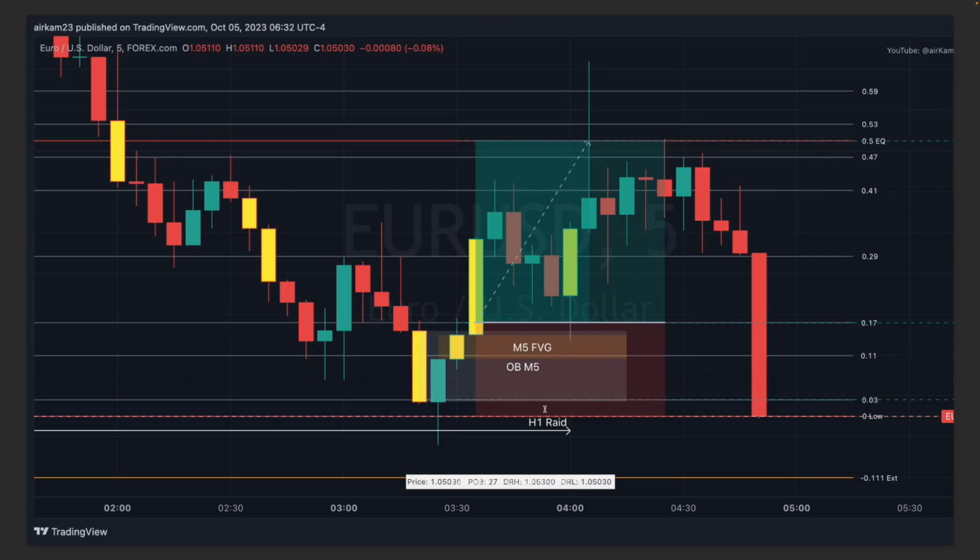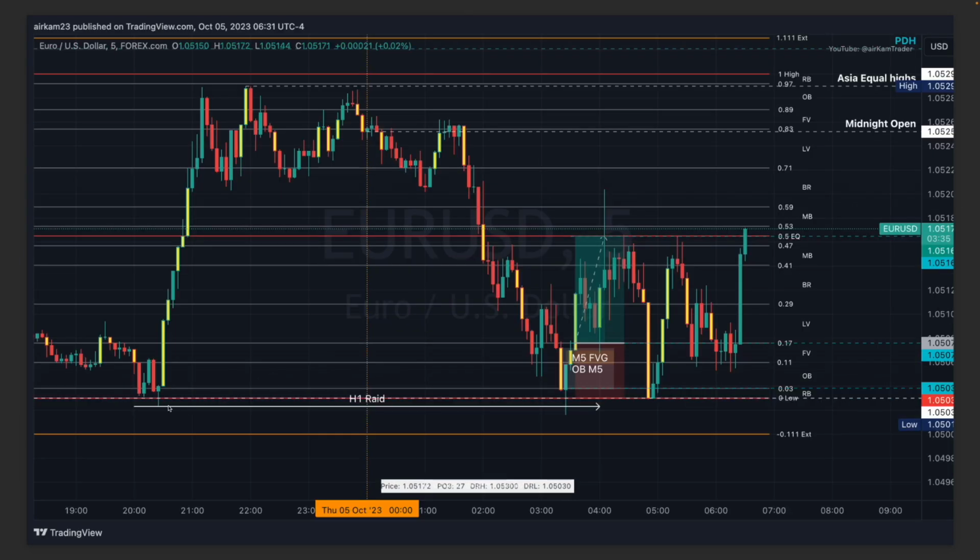Okay? Do not be tempted to move your TP either. Always have your take profit at equilibrium. This is the higher time frame. So you see you had the raid here, and you had the order block, fair value gap, and we TP to equilibrium. Our drawn liquidity was the Asia highs.